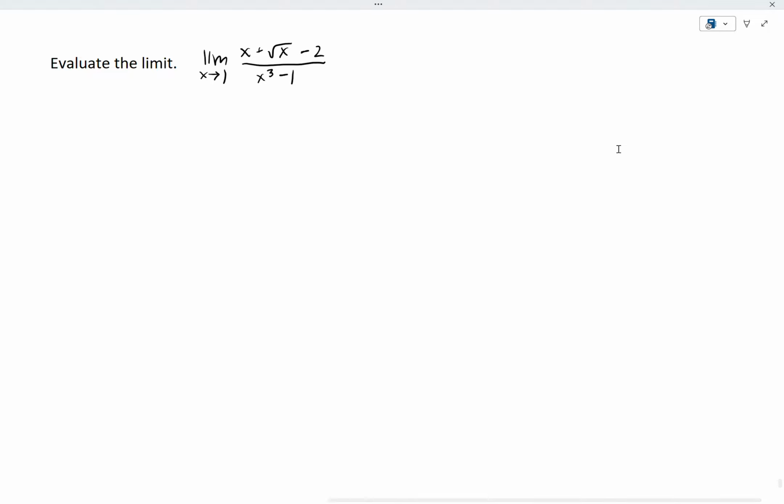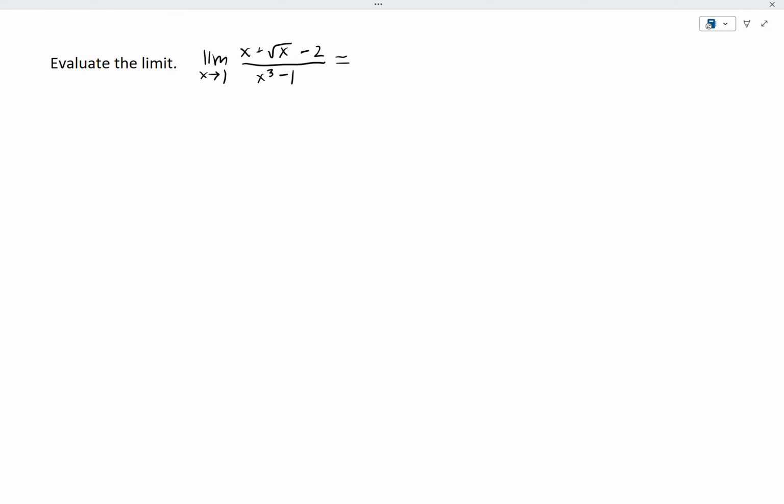In this video we're going to be doing another limit problem, so let's get started. Looking at the limit as x goes to 1 of the function x plus root of x minus 2, all over x to the third minus 1. Okay, so let's plug in 1.